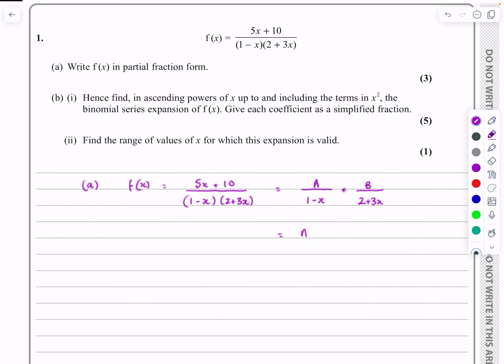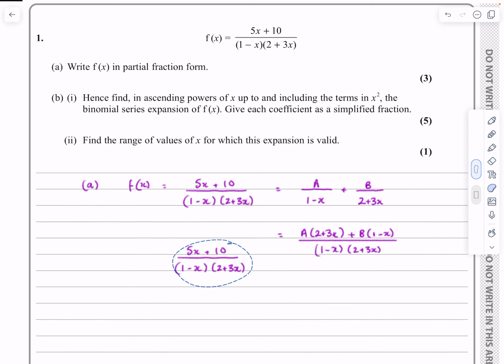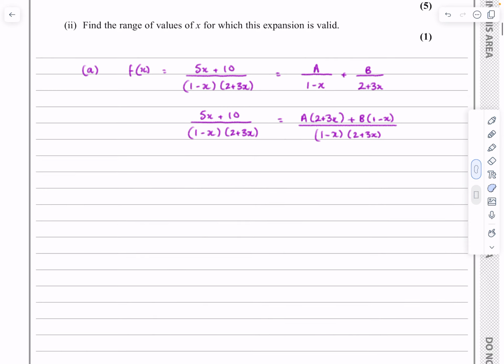So we're going to get A(2 + 3x) + B(1 - x) all divided by (1 - x)(2 + 3x). Well, that's the same as the left-hand side. Let's just use the magic of the iPad to say that's just the same as the left-hand side there. And what we're now able to do is to just equate the top lines then, equating the numerator. Just get into a nice rhythm when you're doing these questions, right? They're the same sort of idea each time.